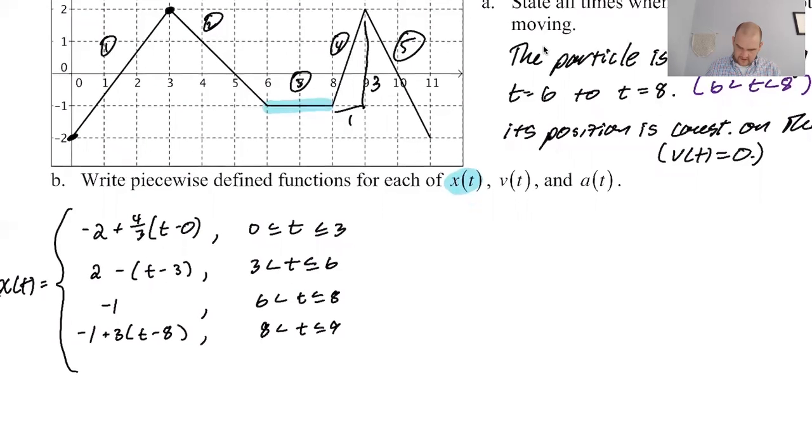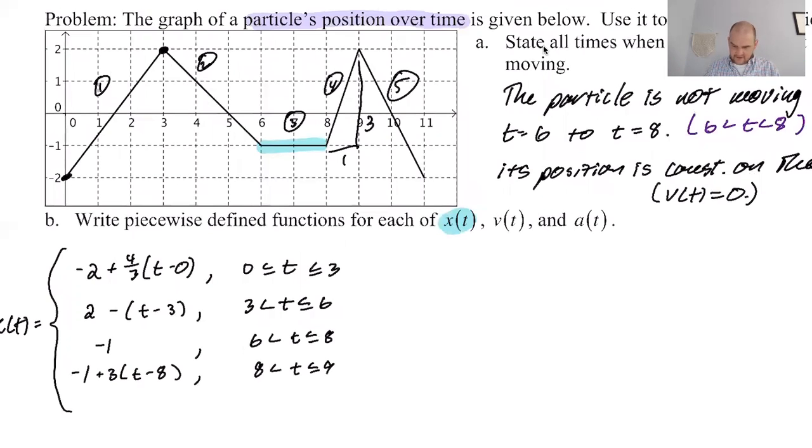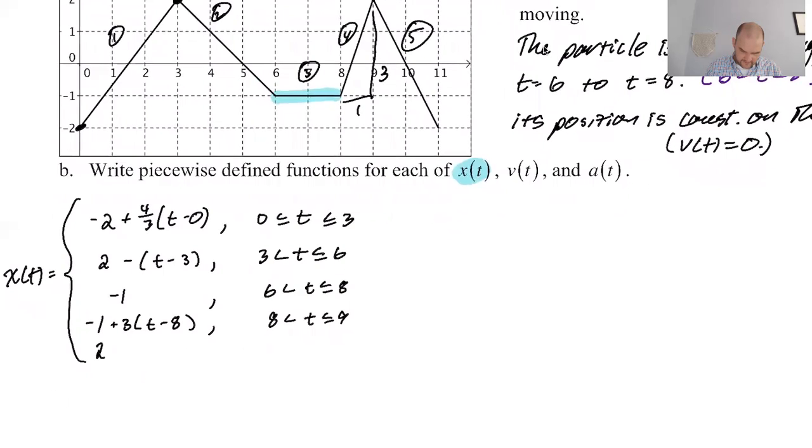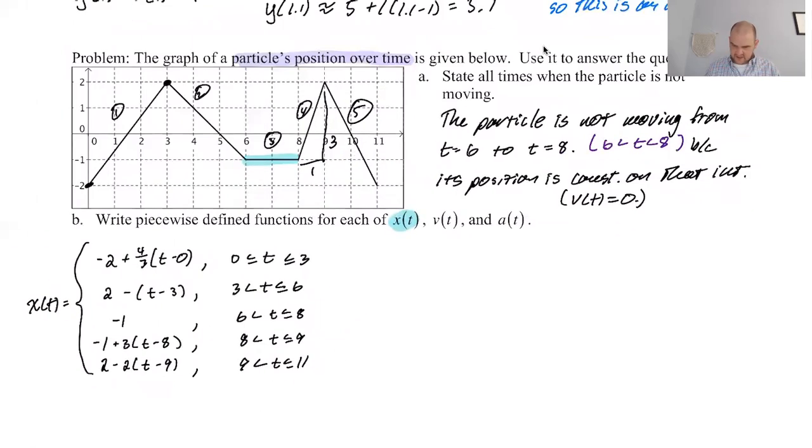And then between 9 and 11, the slope is -2. I'm going to use the point 9, 2. So 2, slope is -2, t minus 9, and then that's valid between 9 and 11. All right, I think that is x of t.